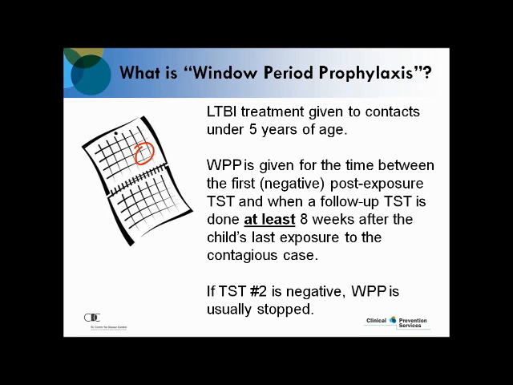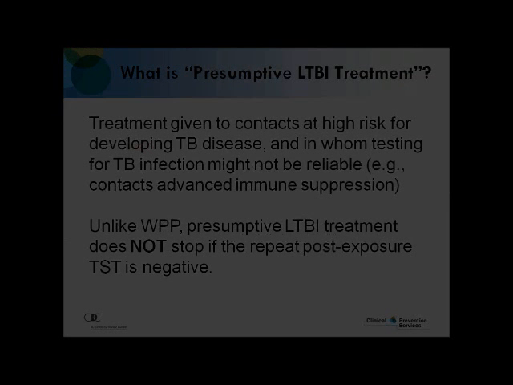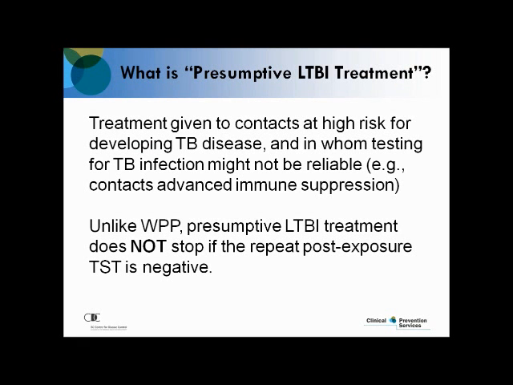Once disease has been ruled out, they should receive latent TBI treatment, even if the first TST was negative. This is called window prophylaxis. If at 8 to 10 weeks from the date of last contact their TST is negative, window prophylaxis can be discontinued. So, I'm sorry, presumptive latent TBI treatment.